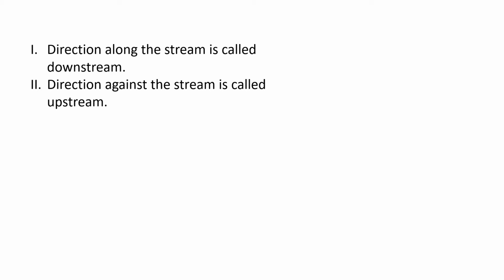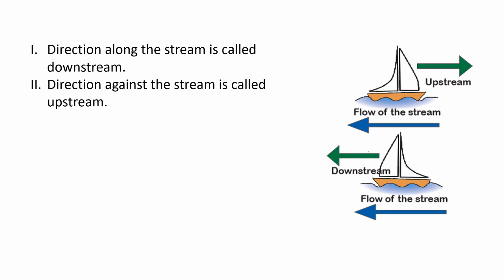The direction against the stream is called upstream. As you can see from the picture on my right, upstream means the flow of the stream is on my left and the direction of the boat is on my right. That is why it is called upstream. And again, from the picture below, the flow of the stream is on my left and the direction of the boat is actually on my left. That is why it is called downstream.